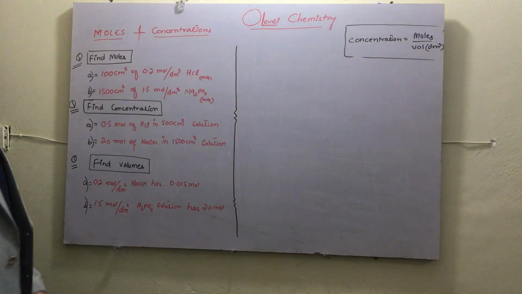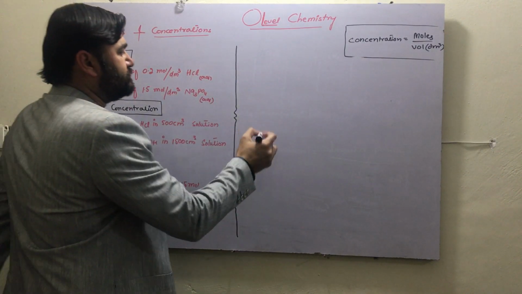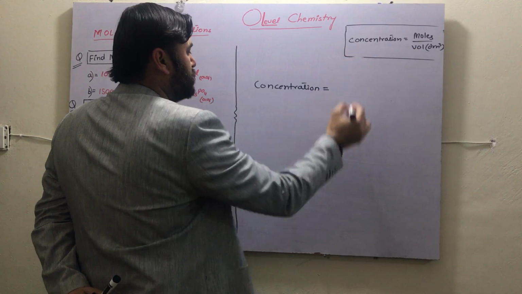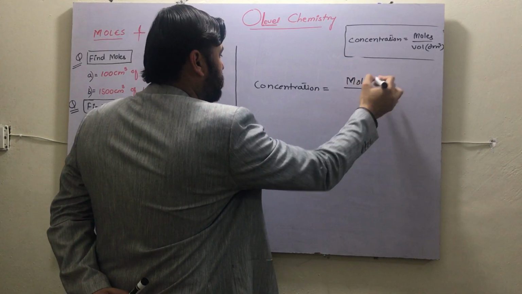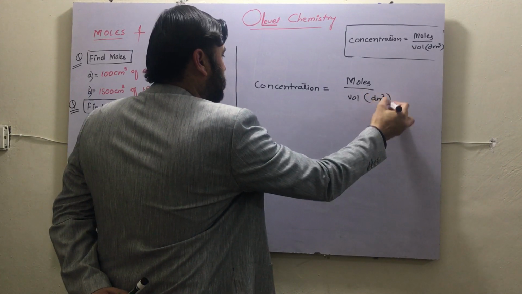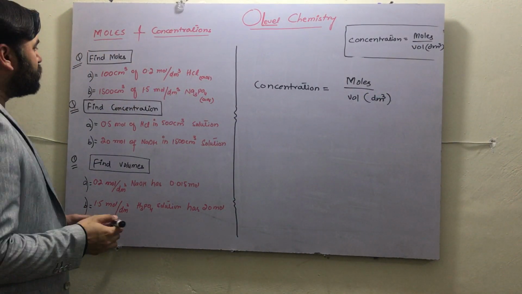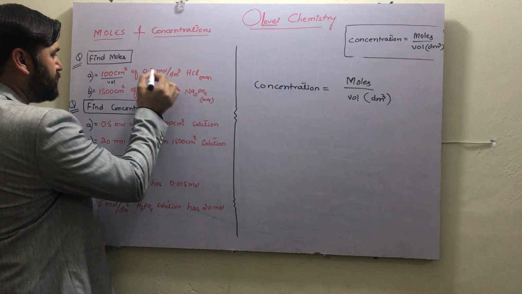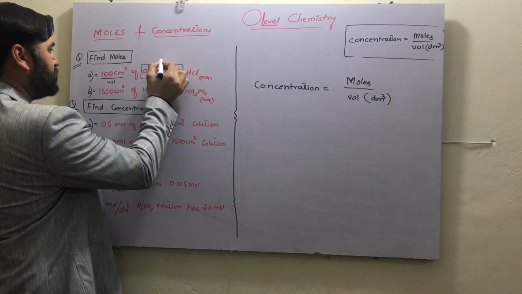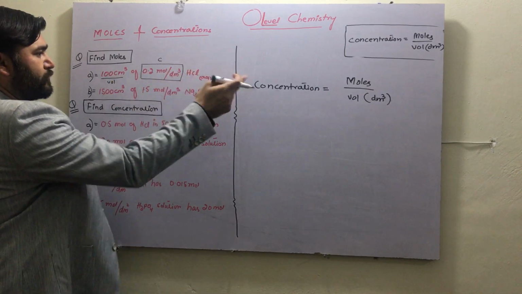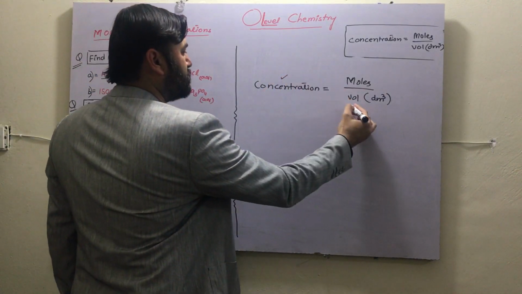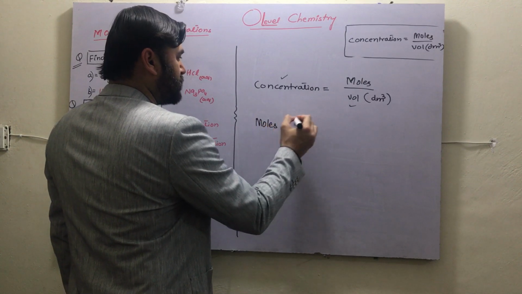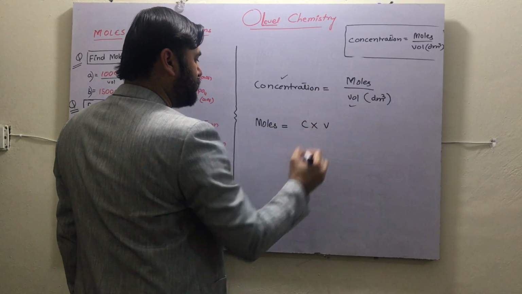Now see, first question, find moles. So we will write the formula: concentration is equal to moles divided by volume in dm³. Now we need to figure out which one is which. This is, of course, cm³, so it will be volume. Mole per dm³ is the concentration. So we can easily find the mole. These two things are given in the formula. So how can we find it? Just bring moles over here, and these two will be multiplied: concentration multiplied by volume.